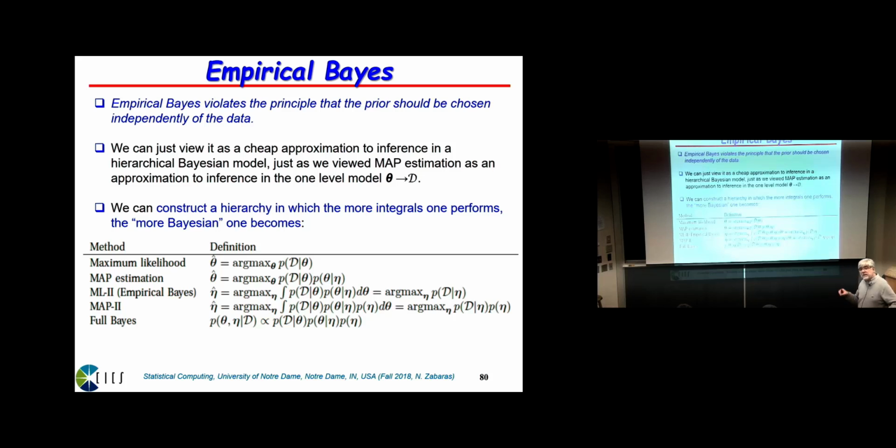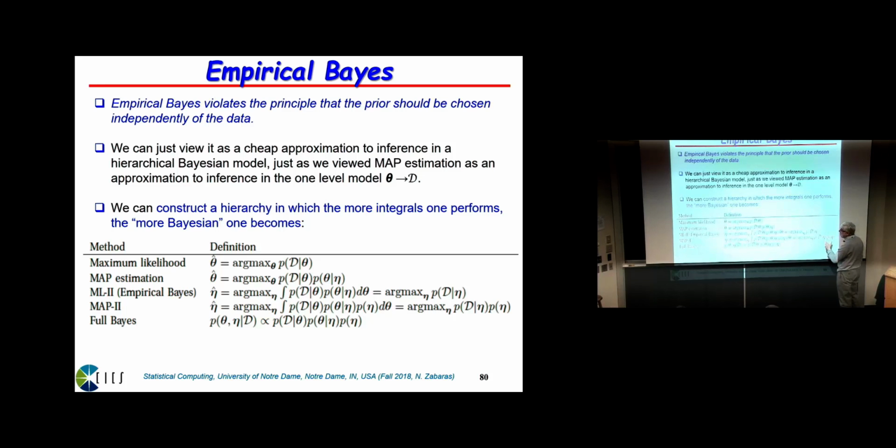It is the value that maximizes what? The marginal likelihood, okay? So basically, you notice here, the parameters theta have been integrated out, okay? And effectively, we have the likelihood as a function of eta only.